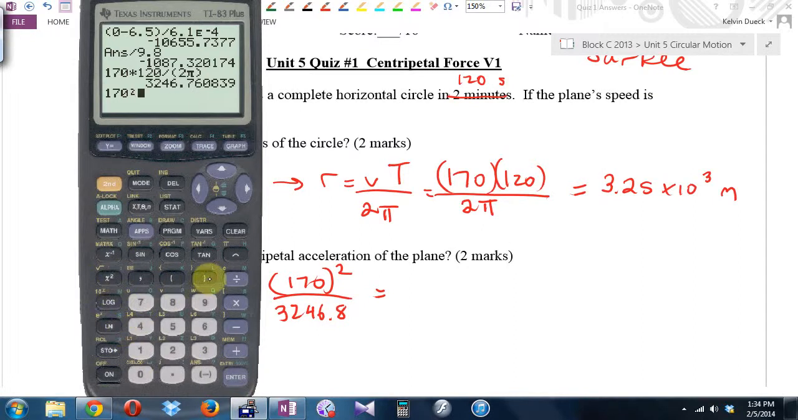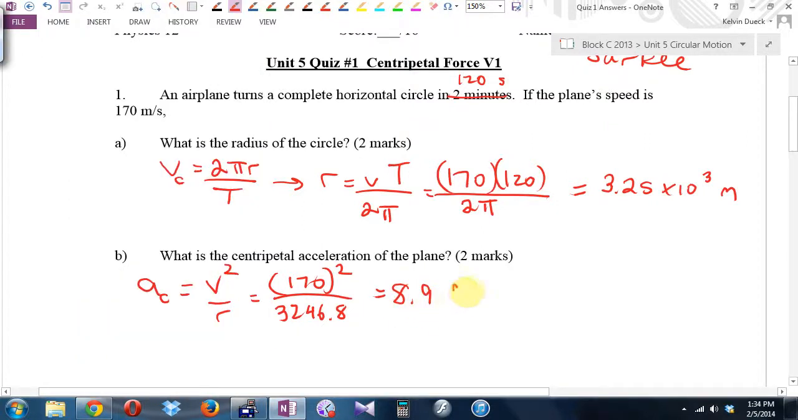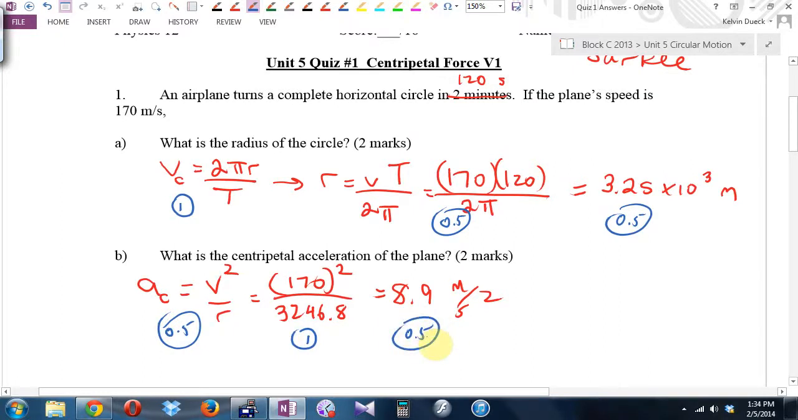170 squared divided by that number, and you get 8.9. Almost, but not quite 1G. 1G would be 9.8. So you'd feel it, but most of you could handle it, and probably handle it for an extended period. For both of these, if you get the right answer, of course, 2 out of 2. Otherwise, I would give you 1 mark for that, half mark for that, half mark for the answer. I would give you a half mark for that, 1 mark for that, and a half mark for the answer. If you got A wrong, but you went 170 squared divided by whatever answer you got for A, and you did that correctly, you can get 2 out of 2 for B, even though you got the wrong answer.